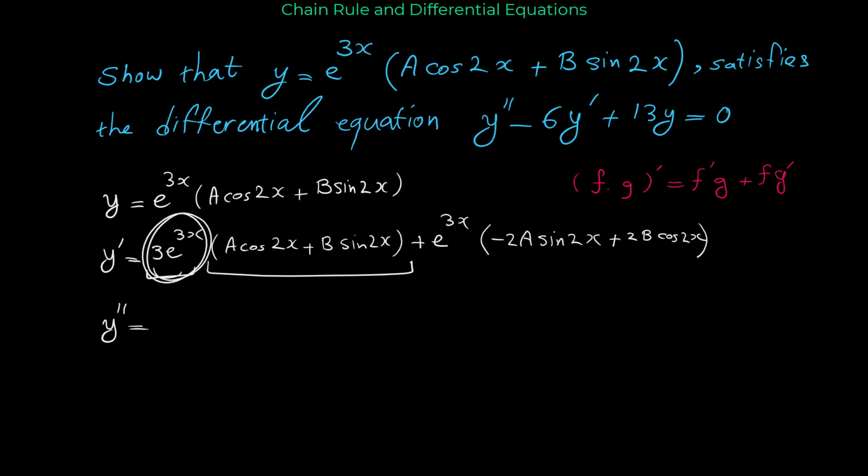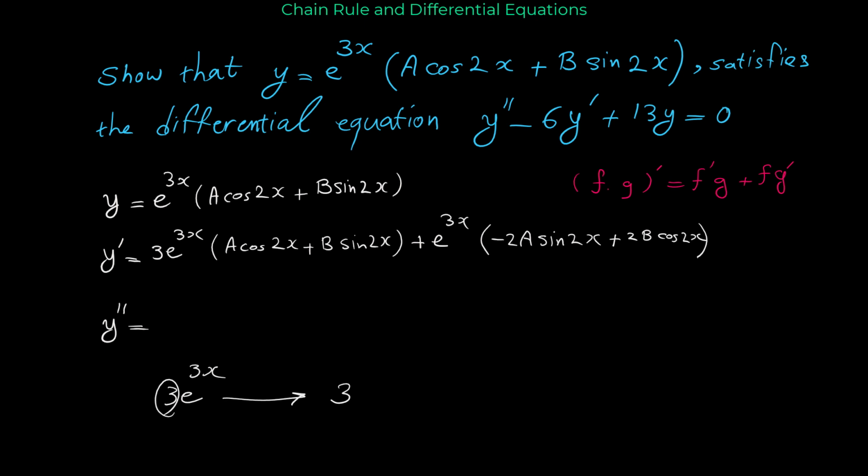First, we have to find the derivative of this. What is the derivative of 3e to the 3x? Keep the 3, its coefficient, and find the derivative of this. The derivative of e to the 3x is e to the 3x multiplied by the derivative of the exponent, 3. 3 times 3 is 9. So the derivative of 3e to the 3x is 9e to the 3x, times the second function, so times a cosine 2x plus b sine 2x.